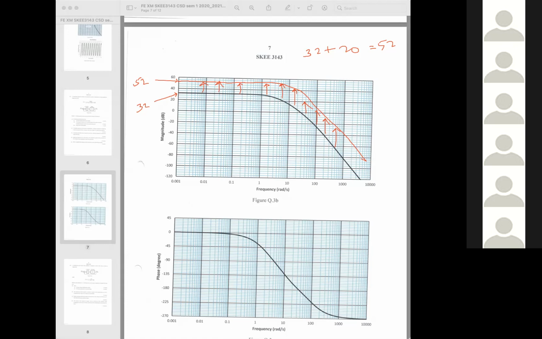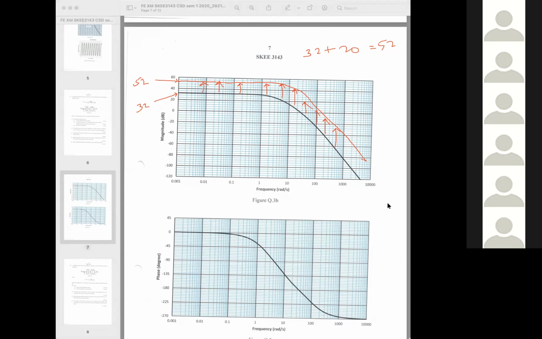So overshoot 10%. If you use the graph behind the question, the appendix, it will give you zeta 0.59. And 0.59 corresponds to a phase margin of 58 degrees. All this is by the graph behind the exam question.